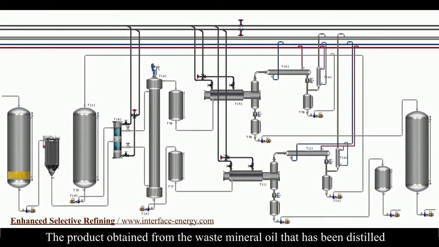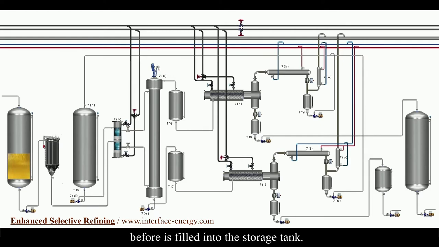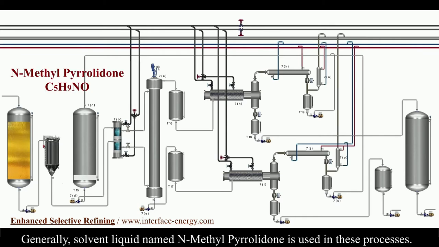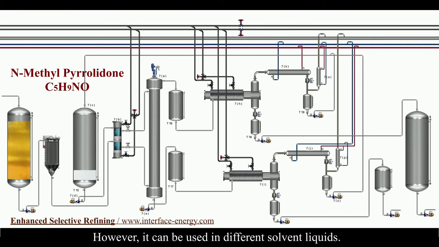The product obtained from the waste mineral oil that has been distilled before is filled into the storage tank. Generally, a solvent liquid named N-methylpyrrolidone is used in these processes. However, different solvent liquids can also be used.